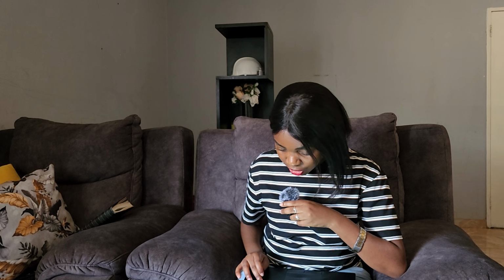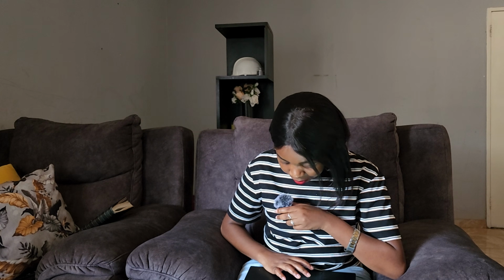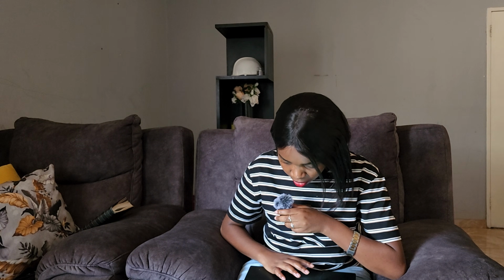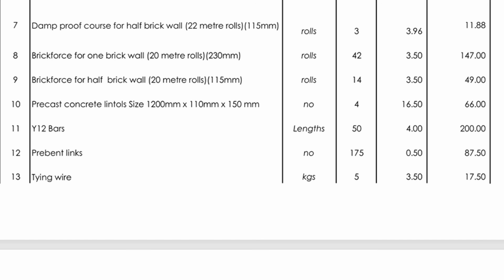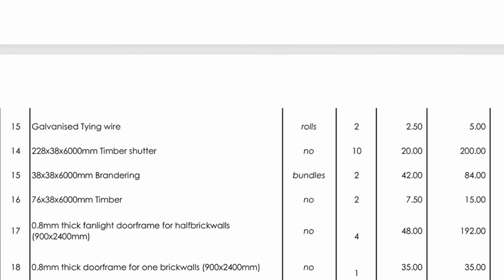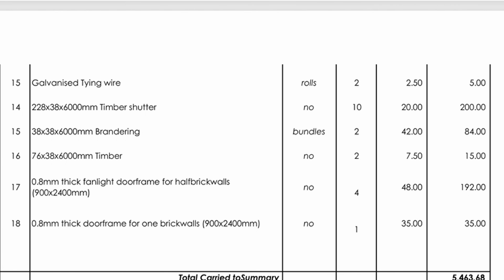All right, now moving on to the structure ground floor, the brickwork and the concrete. Let's have a look at how much is needed for this stage. 5,463.68 US dollars is needed for this stage. I will attach some of the things that I needed for the stage. Now moving on to the slab of the first floor and the staircase. Let us look at how much is needed for this.